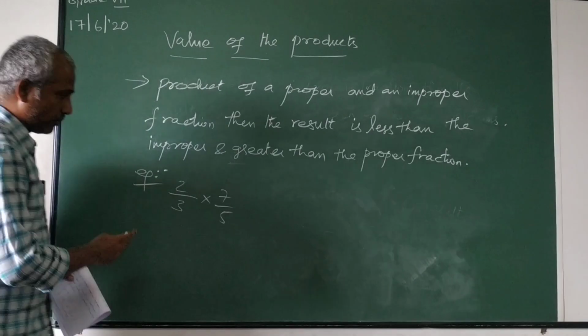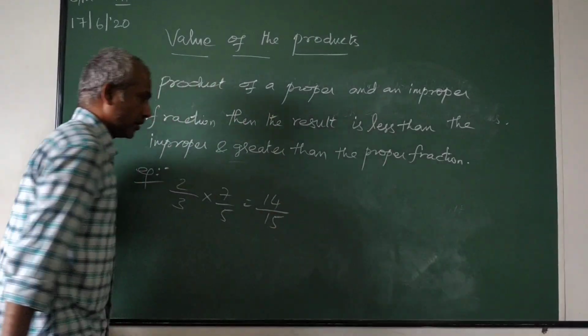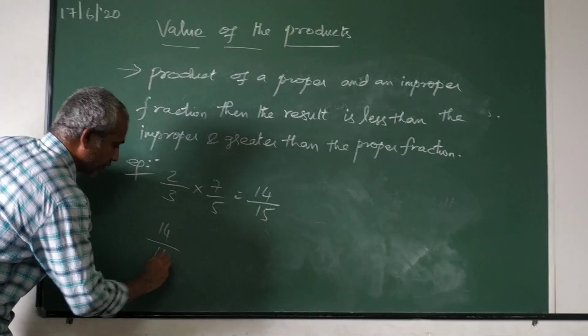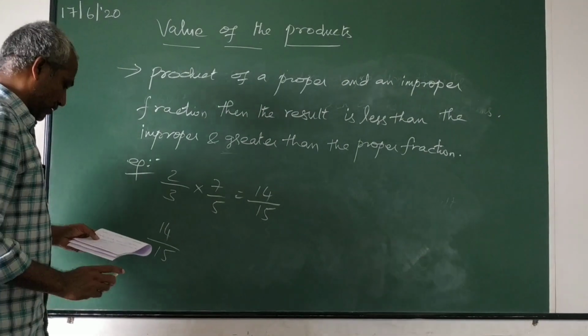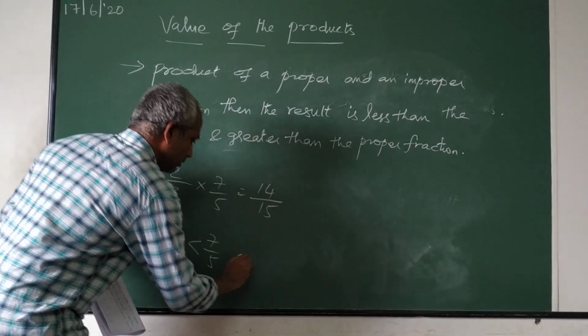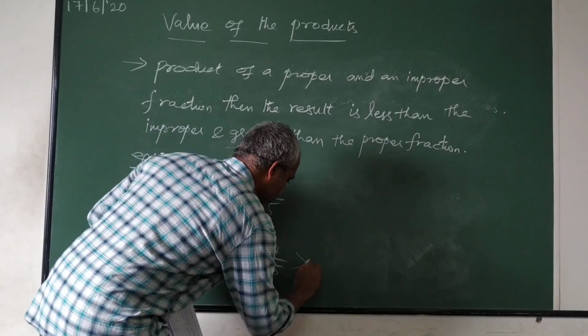I am doing this multiplication. 2 sevens are 14, 3 fives are 15. Now the result will be 14 by 15. 14 by 15 is less than 7 by 5, but 14 by 15 is greater than 2 by 3.